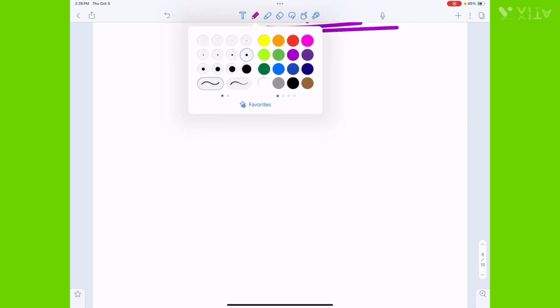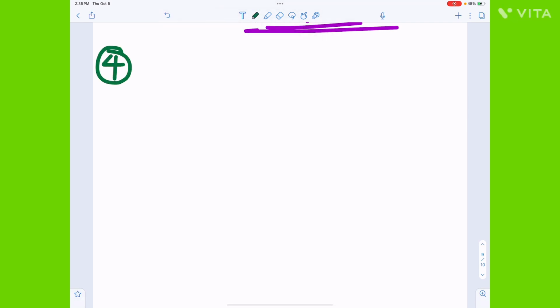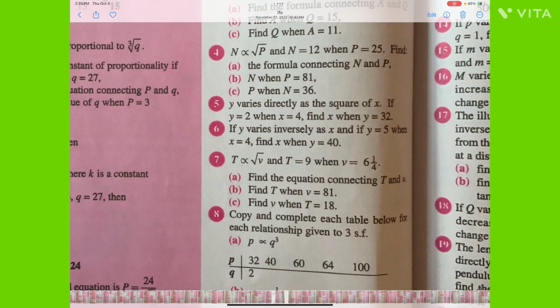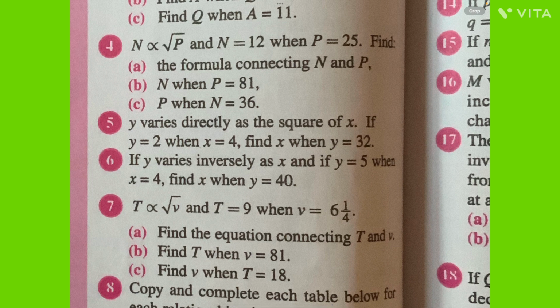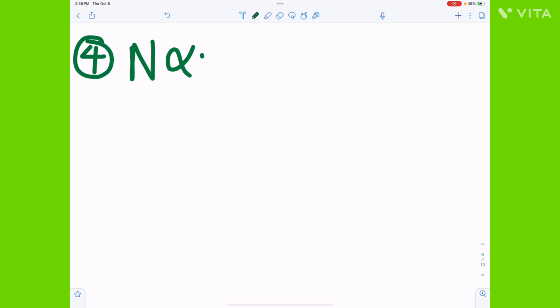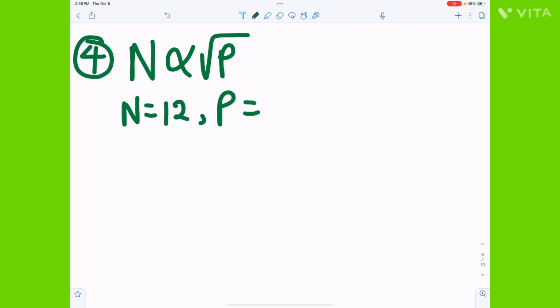Let's now go to question 4. Let me try and make this bigger. In question 4, it says, n varies directly as the square root of p. It says n varies directly as the square root of p, and n is 12 when p is 25.